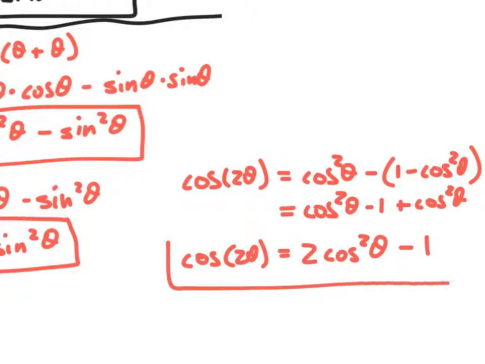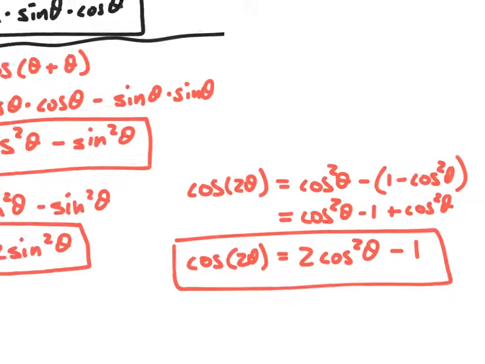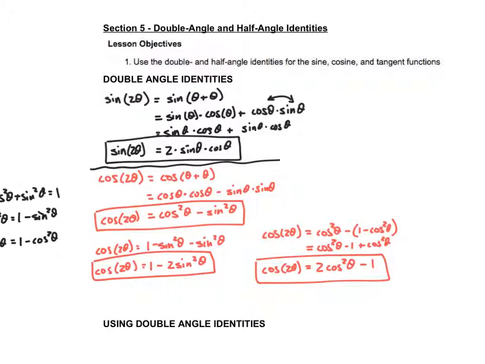So cosine has a bunch of them. I can't really rewrite sine of 2 theta, but I can rewrite cosine of 2 theta using a bunch of these. It's kind of weird, but that's the idea.